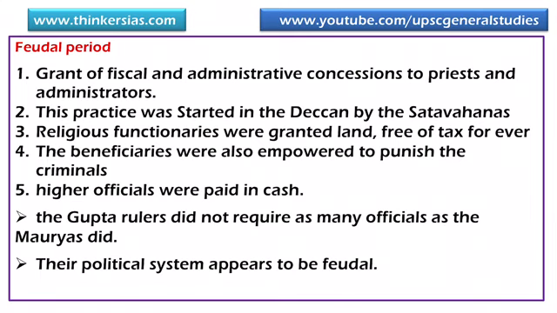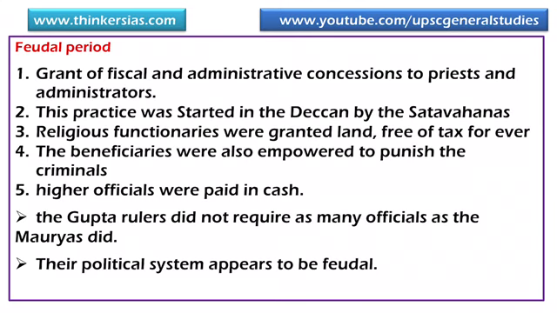Religious functionaries were granted land free of tax forever, and they were authorized to collect from the peasants all the taxes which could have otherwise gone to the emperor. This made the Brahmanas much stronger. Beneficiaries were also empowered to punish the criminals. Higher officials were paid in cash, but many officers may have been paid by land grants.